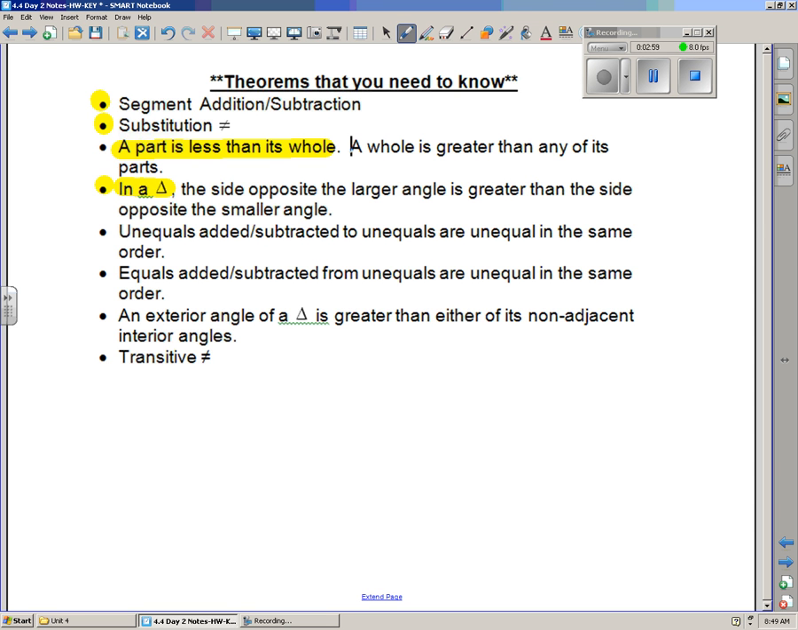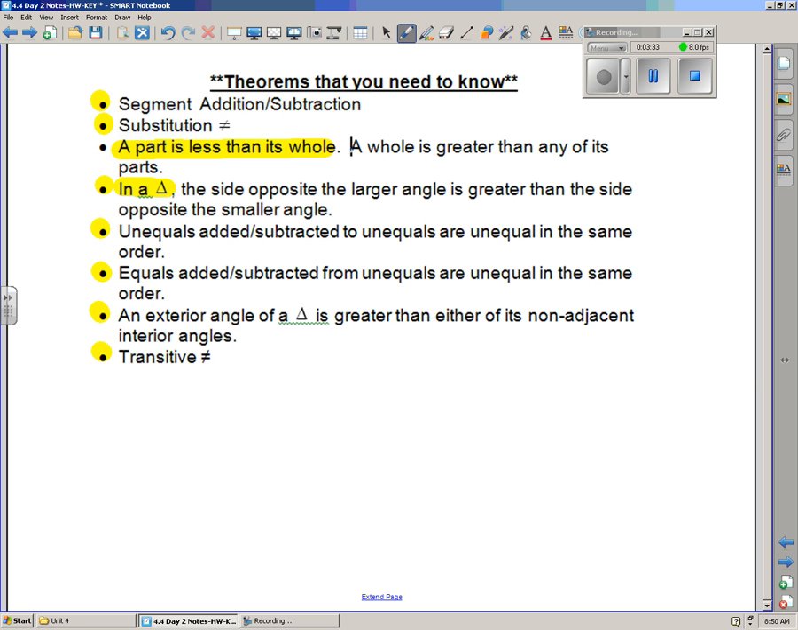We have this one that we just talked about, where unequals being added to or subtracted from unequals are still unequal. And then we've got this next one that's basically saying equals added or subtracted from unequals are still unequal. And then we also know this one from before, that an exterior angle of a triangle is greater than either of its non-adjacent interiors. And then we've got the transitive inequality. So these are some new theorems that you need to know. The old theorems that you already have learned are still in effect.